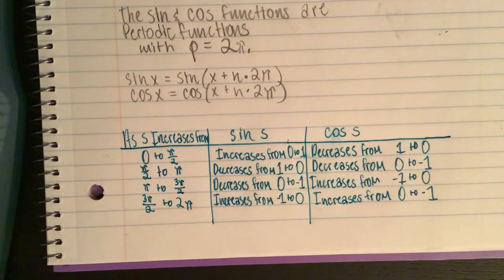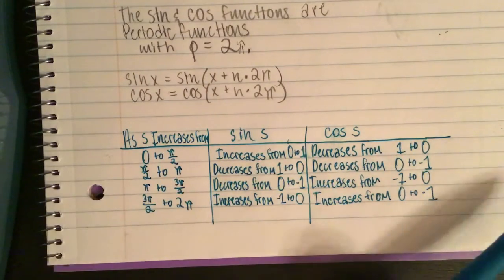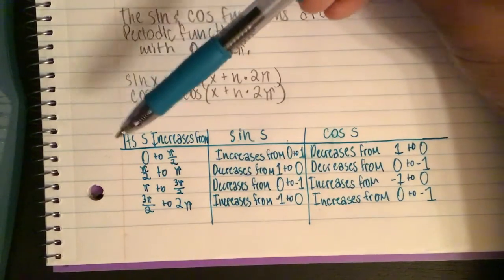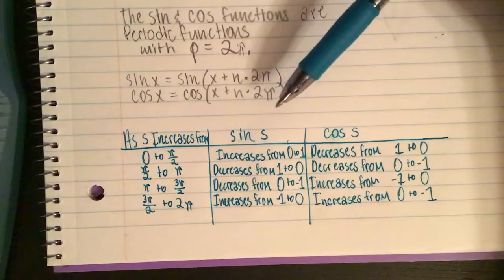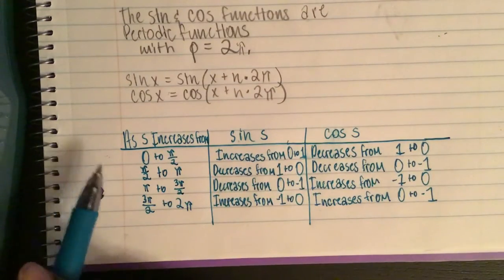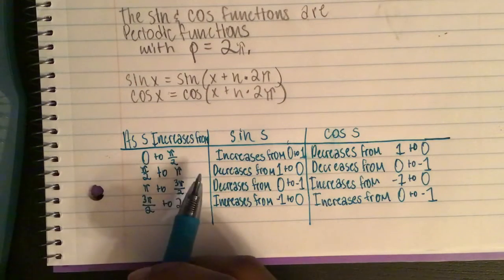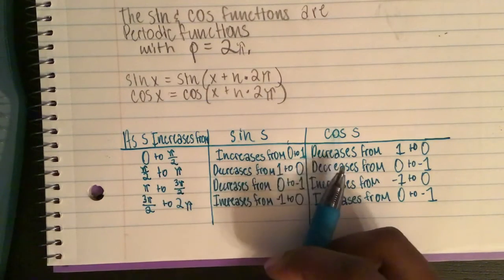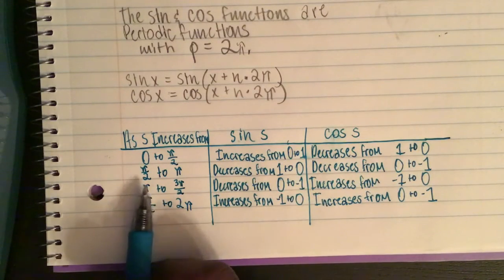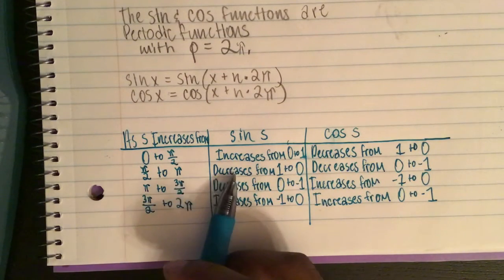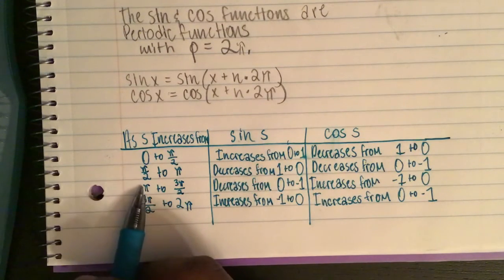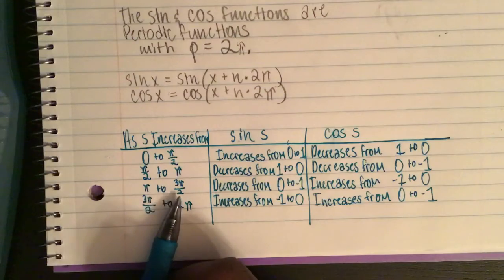Alright, so down here I've taken the initiative to write down this chart, and basically this chart is going to tell us how the increases of s affect sine and cosine. So as you see here in the first column, as 0 increases to pi over 2, sine is going to increase while cosine is going to decrease. And then as pi over 2 increases to pi, sine will decrease while cosine will also decrease. And it's just going to work that way for the rest of them.